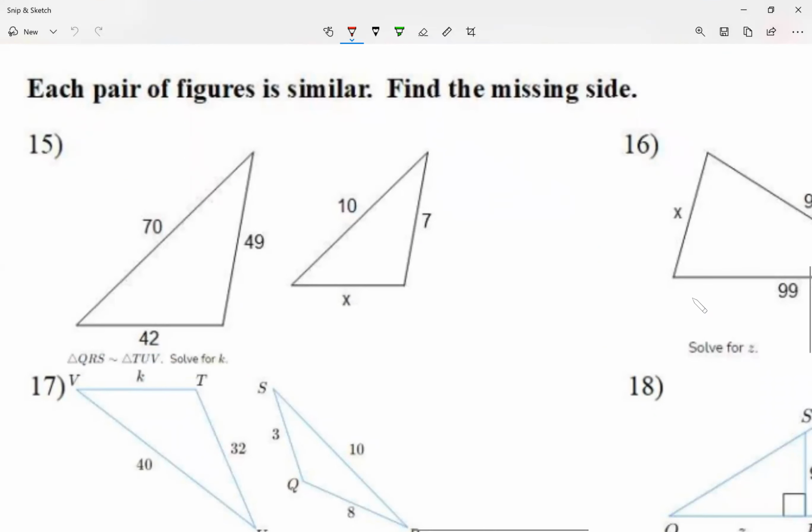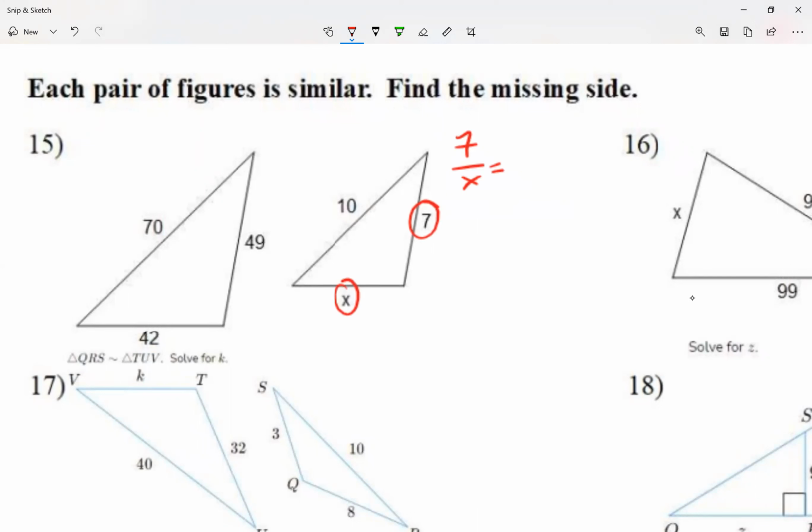So here, number 15, it says find the missing side. There's one side that is called x. I'm gonna figure that side. From the small figure, I'm going to use the measurements 7 and x. So let me make a fraction out of that, 7 over x. Now, which one comes on top, the 7 or the x? It does not matter. Just make a fraction out of it.